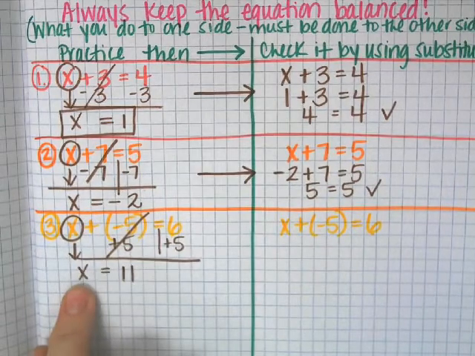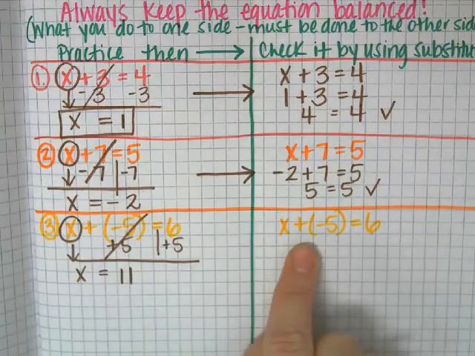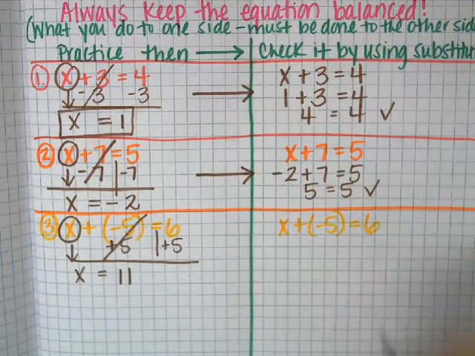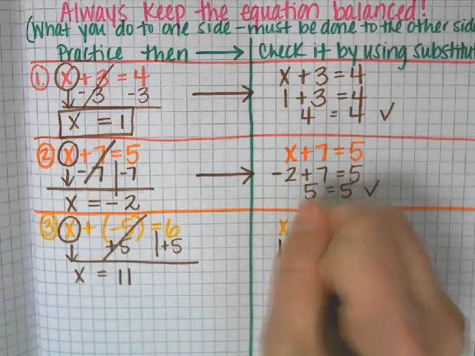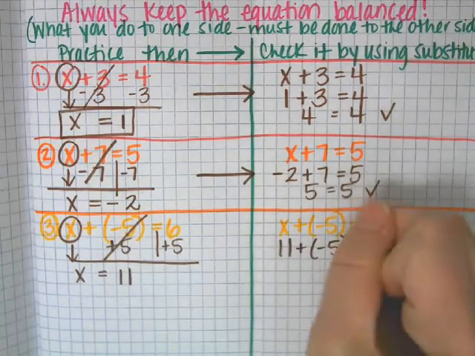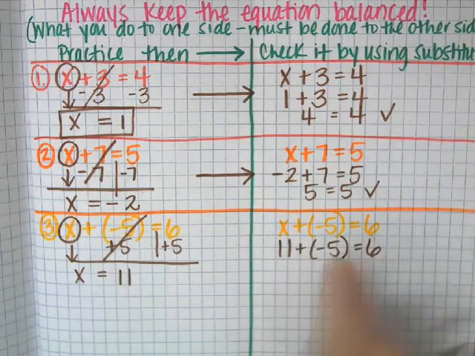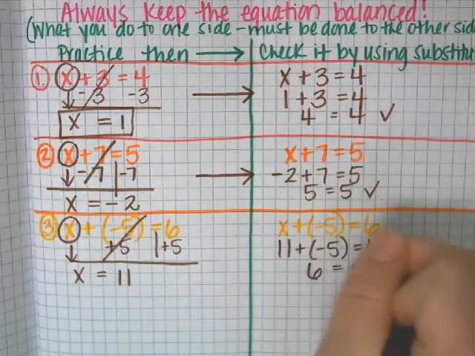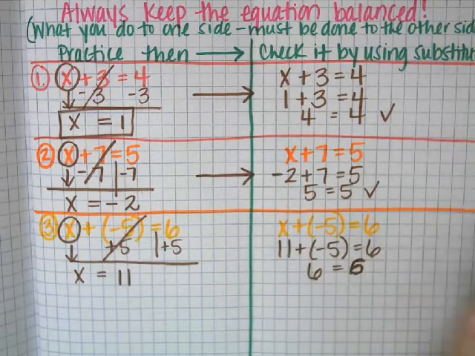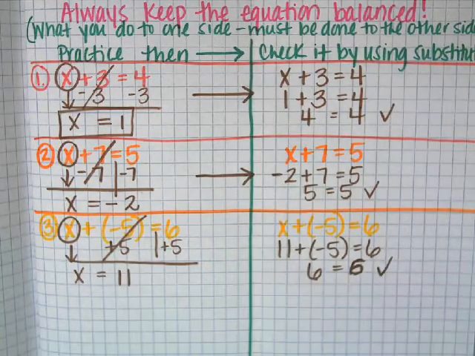Remember, we want to take this solution and plug it in to make sure it works. Now I have 11 plus negative 5. Does that equal 6? Well, 11 minus 5 is 6, so 6 does equal 6. Great job. Let's try another one, but with subtraction.